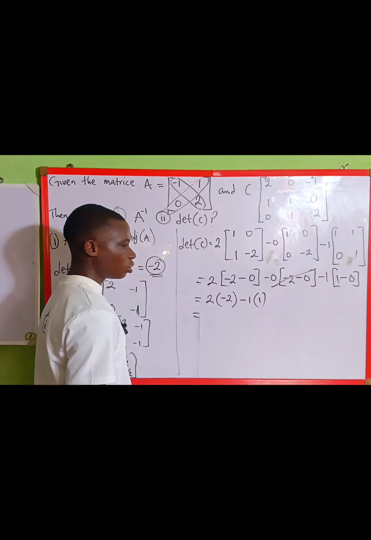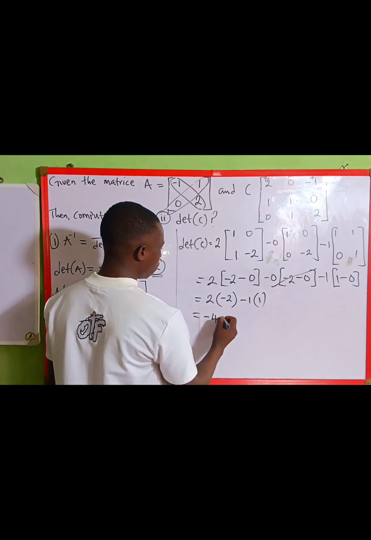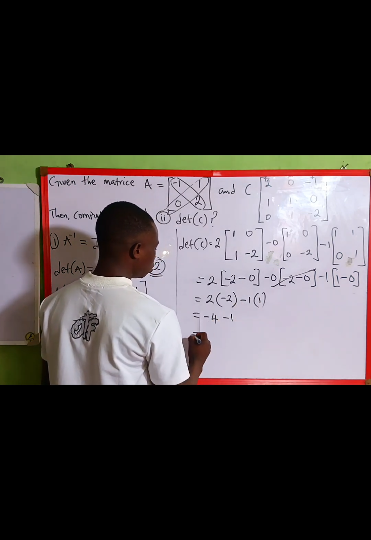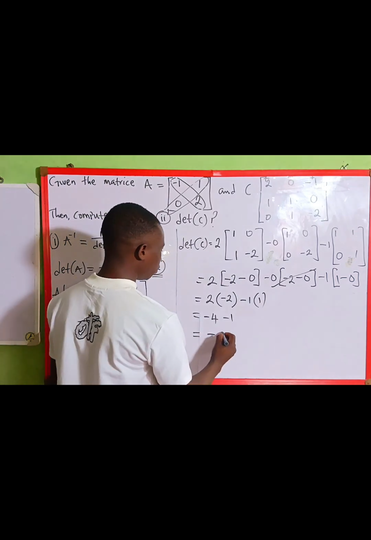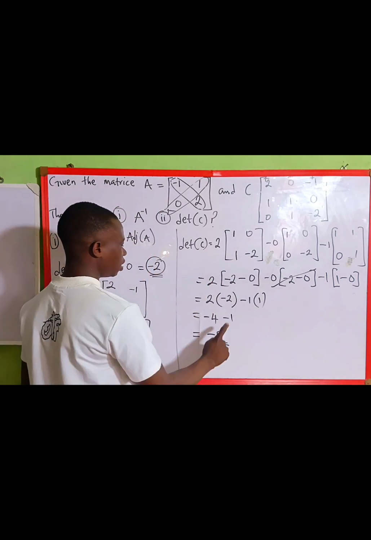So this is going to be what? 2 multiplied by negative 2 is going to give us negative 4. Then negative 1 multiplied by 1 is going to give us negative 1. So therefore, negative 1, negative 4, negative 1 is going to give us negative 5. So therefore, the determinant of matrix C is negative 5.